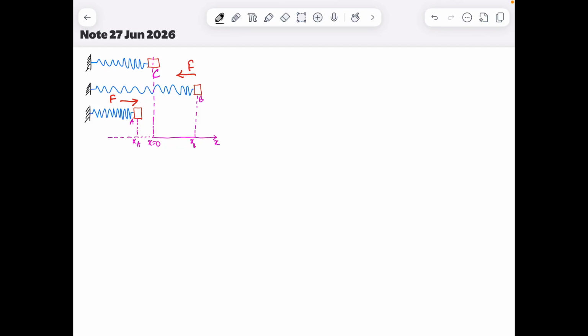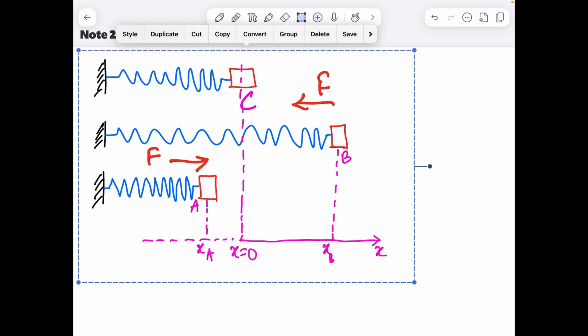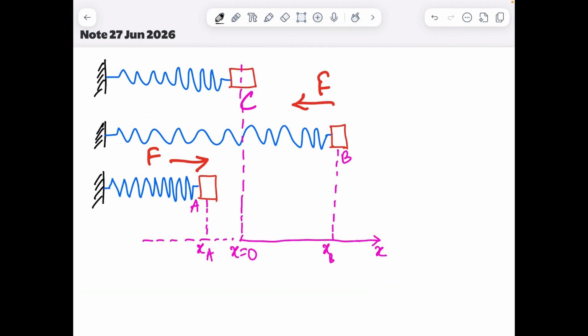Alright, so let's consider the potential energy for a spring. Over here we have this setup. At point C, this is the undeformed position of the spring. This is the mean position. At point B, we have the spring which is stretched. And at point A, we have the spring which is compressed.